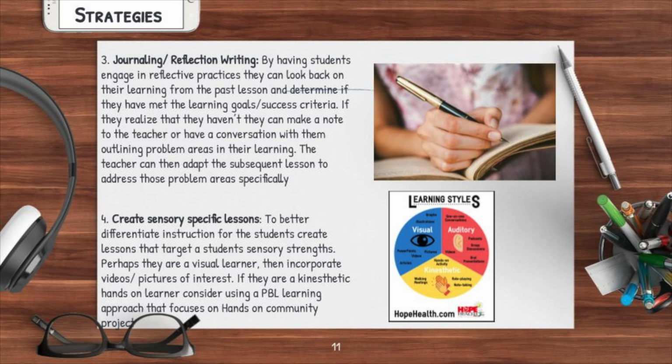Strategy number 4, create sensory-specific lessons. To better differentiate instruction for the students, create lessons that target students' sensory strengths. Perhaps they're a visual learner, so incorporate videos and pictures of interest. If they're a kinesthetic, hands-on learner, consider using a problem-based learning approach that focuses on a hands-on community project.